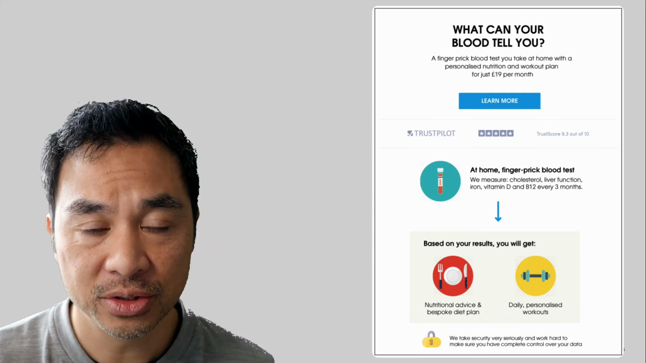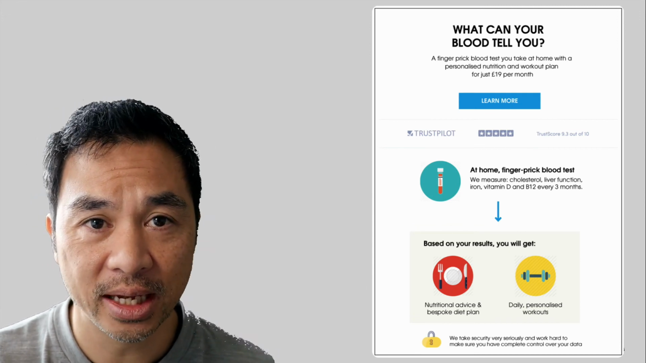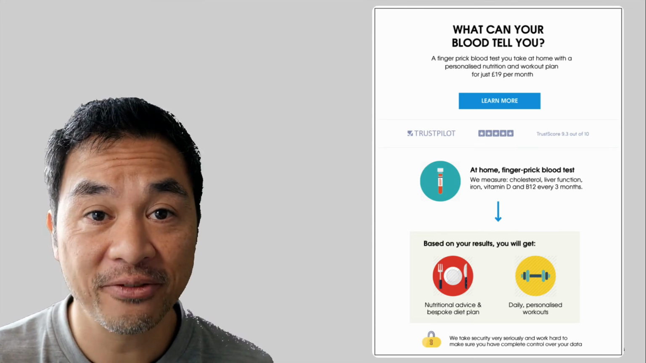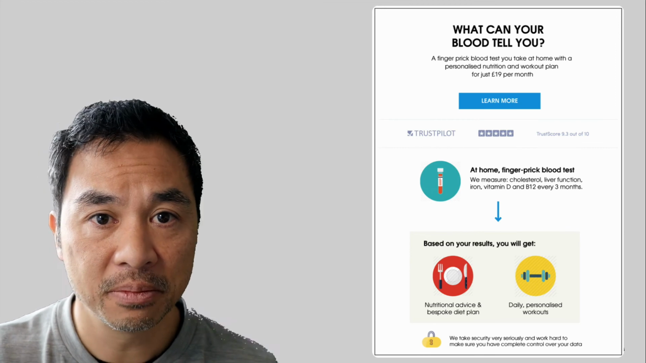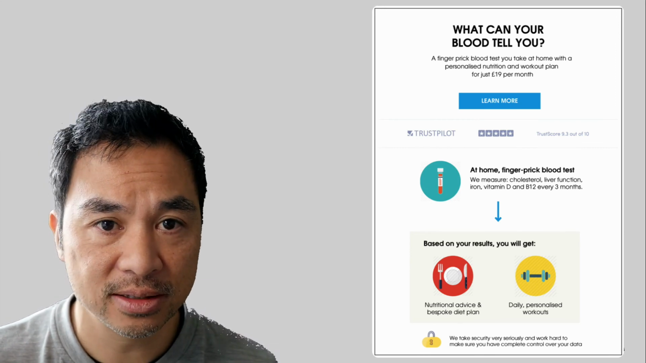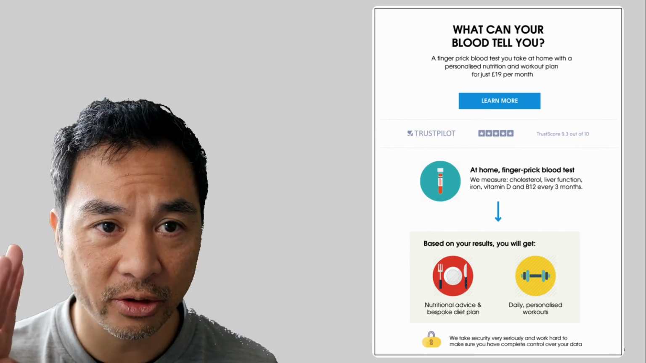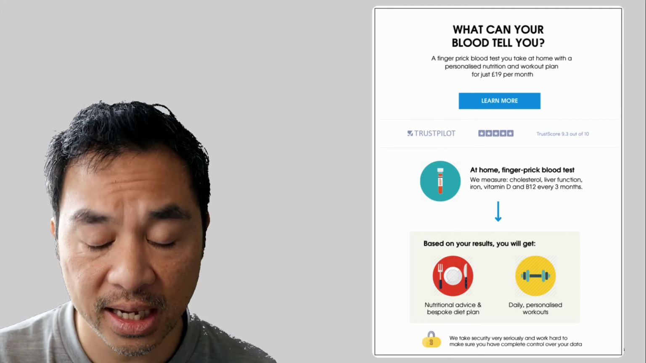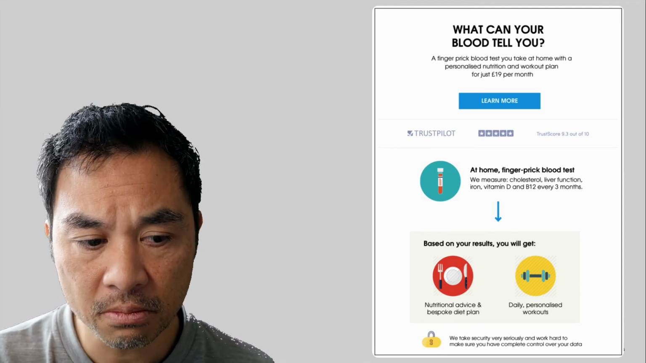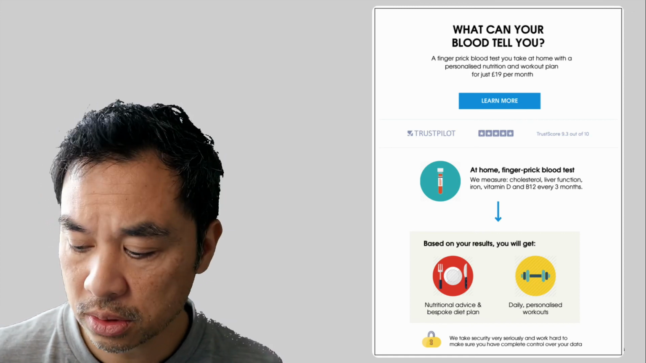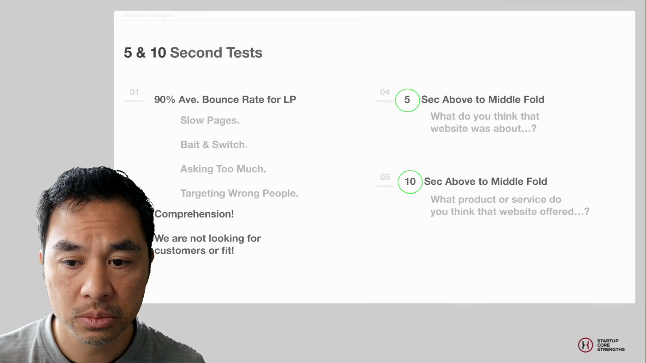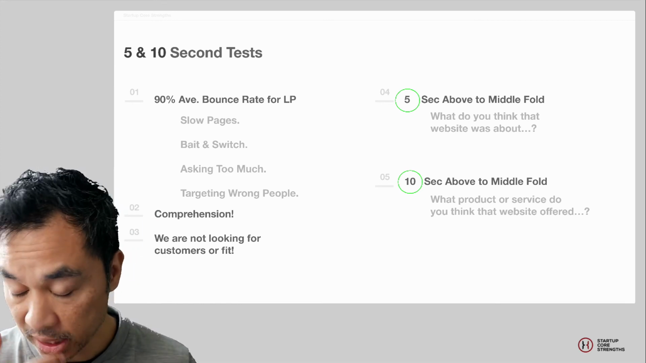And what is comprehension? On this page, what you need to understand is that it's a blood test. It's an at-home finger prick blood test. It costs $19 a month. And then based on your blood results, you'll get some sort of diet and exercise recommendation. So there are about 4 things that you need to take away from this page. And so what you're going to do is show someone your page, right?